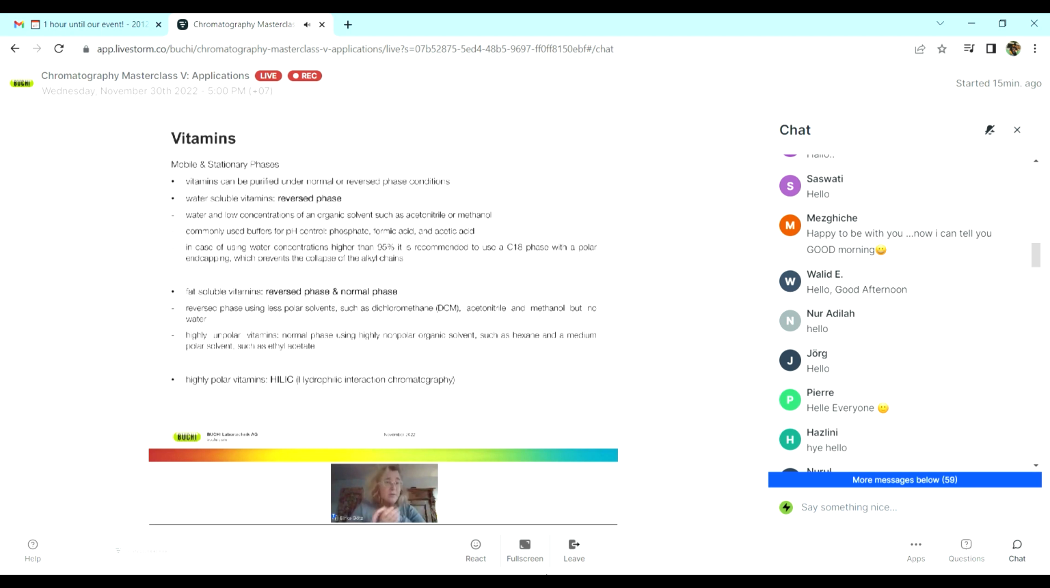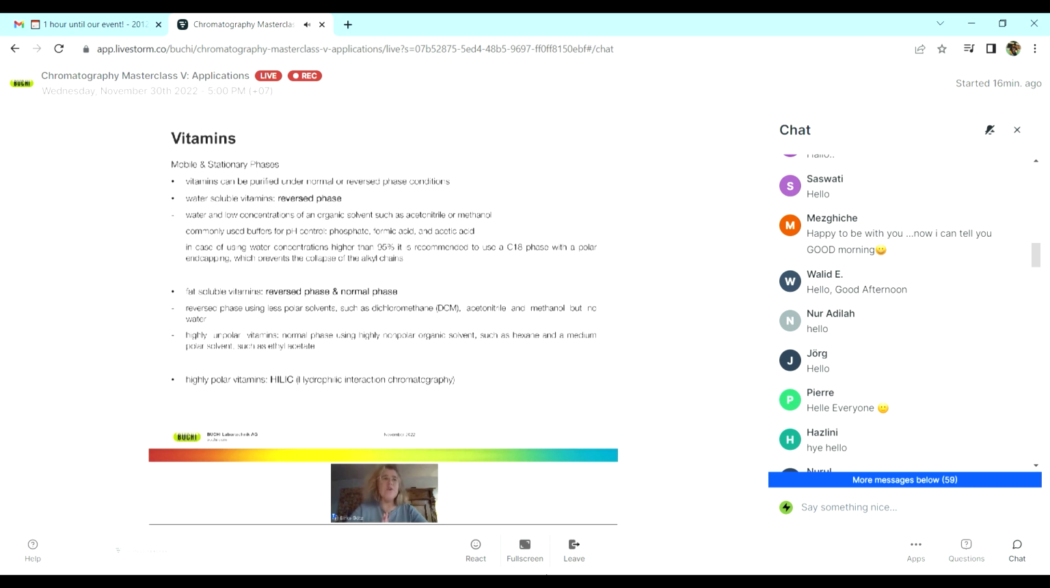Then we have the fat-soluble vitamins. They can actually be purified via reversed and normal phase. In reverse phase, you just use less polar solvents, such as DCM, acetonitrile, methanol, but no water. I think that's clear. If it's really highly unpolar, you would go for the normal phase and you use highly unpolar organic solvents such as hexane or ethyl acetate. Now, in vitamins, we have the situation that some of these compounds are very highly polar.